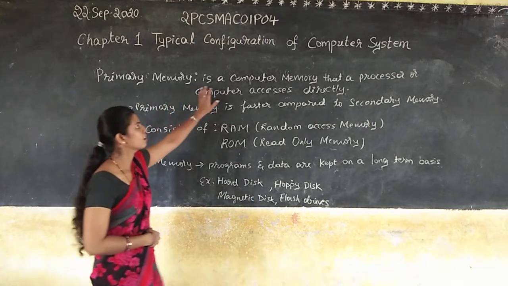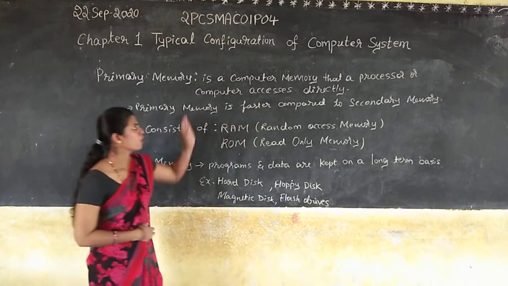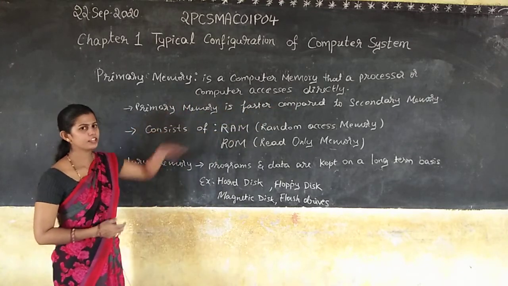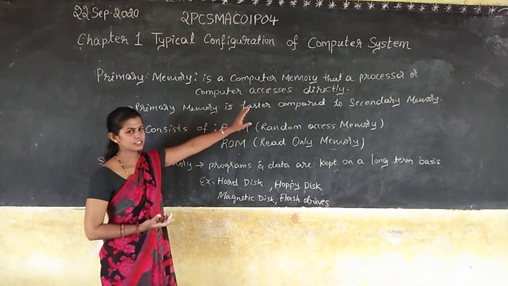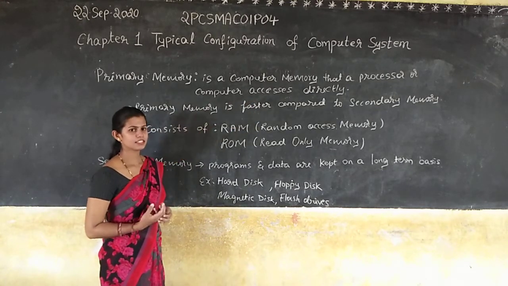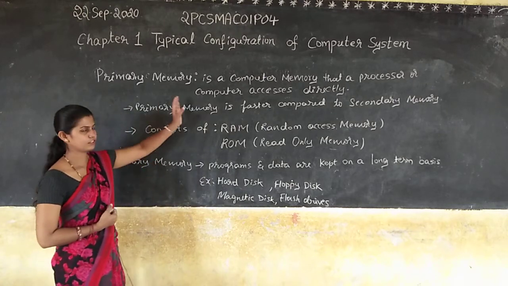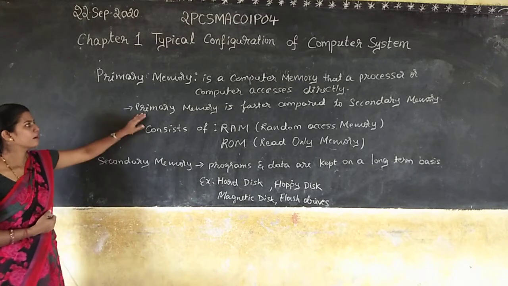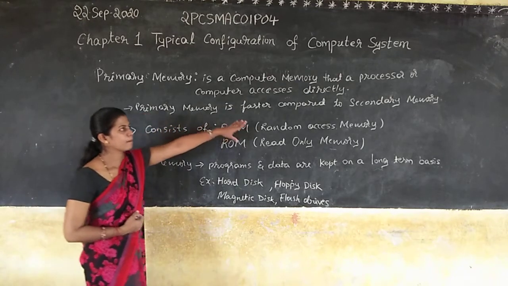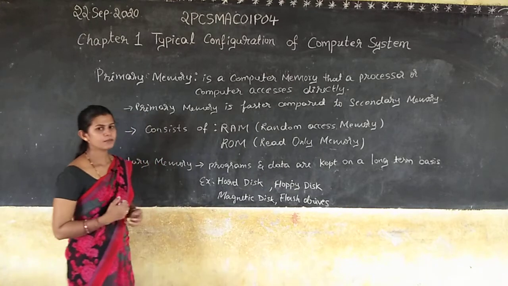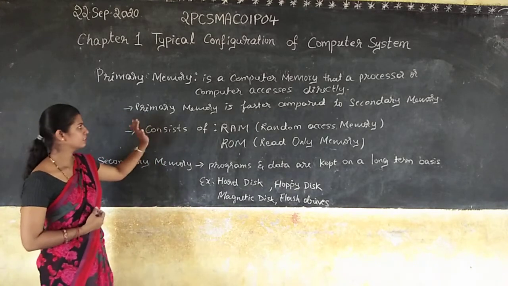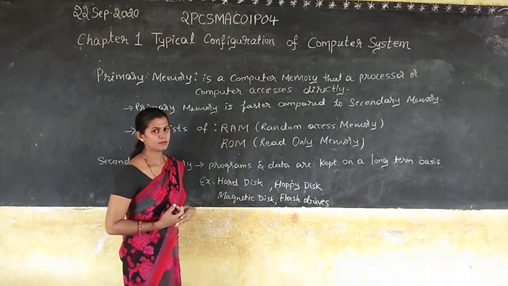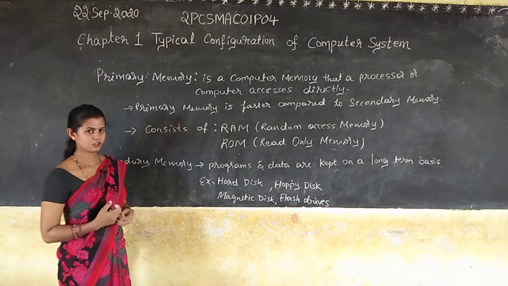Next is primary memory. Primary memory is a computer memory that a processor or computer accesses directly. It can be accessed directly for requesting any data or instructions. So primary memory is faster compared to the secondary memory. Why? Because it is an internal memory, that's why the primary memory is faster compared to the secondary memory. The data and instructions are stored internally.